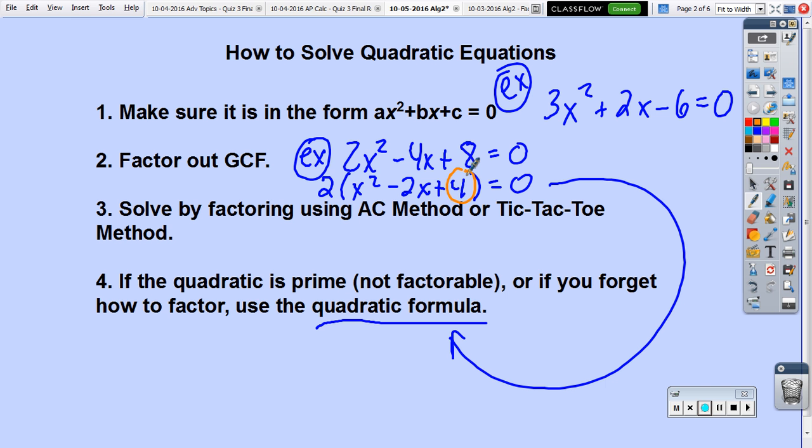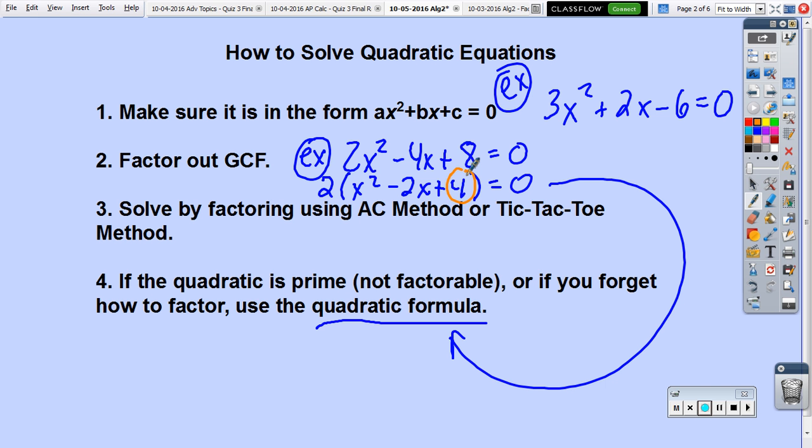Factors of 4 that add to -2. They'd have to both be negative, right? Because they have to make a product that's positive, but a sum that's negative. They both have to be negative, okay? So -1 and -4 would make -5 as a sum, and -2 and -2 would make -4 as a sum. So this guy here is prime, or not factorable. So in order for me to solve this, I would have to use the quadratic formula.